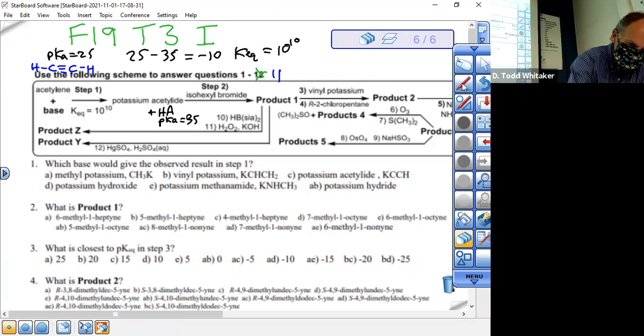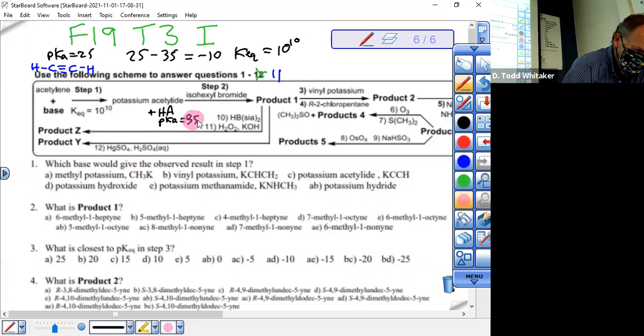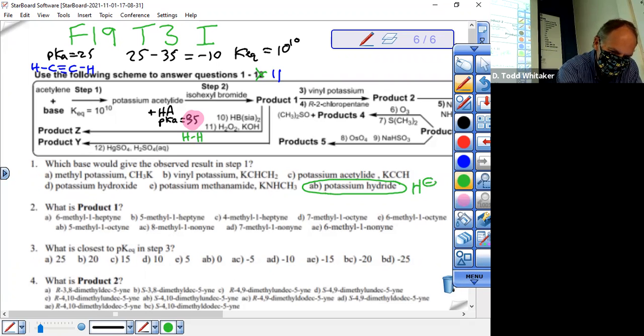And this was a figuring out thing here. Okay, 35. There's only one HA with a pKa of 35. It's our favorite one, HH. Now the question isn't what is the acid that's produced after reaction step 1 is over. It's what base was used to make step 1 happen. And you need to pick the one that has H- in it. All the other answers are good answers for different questions. Do you want to make this a very good review?